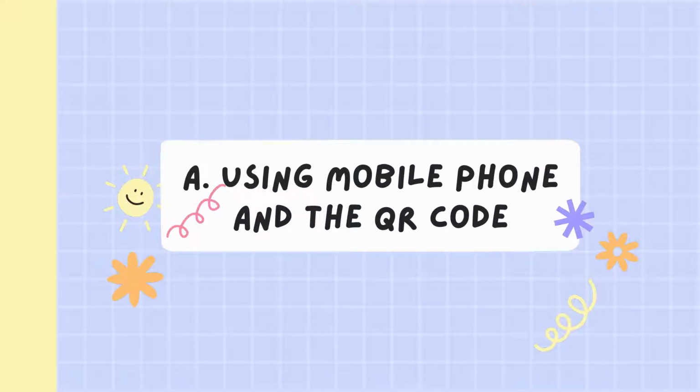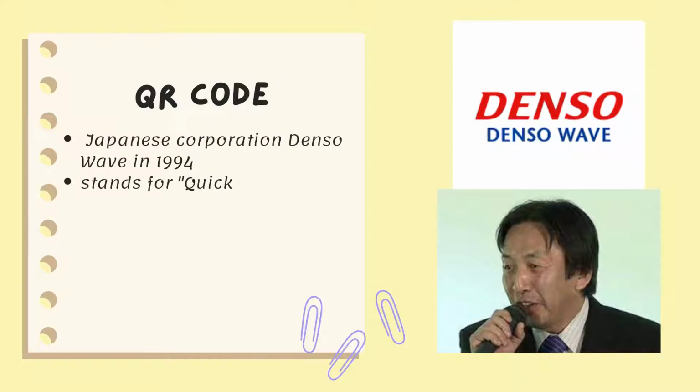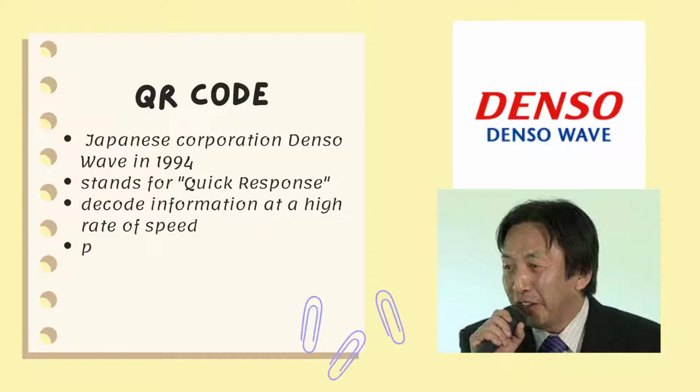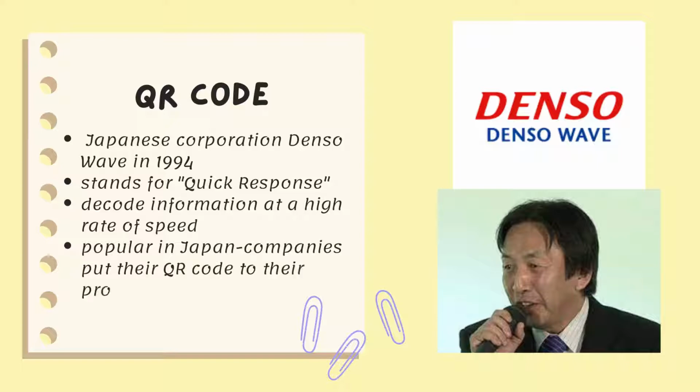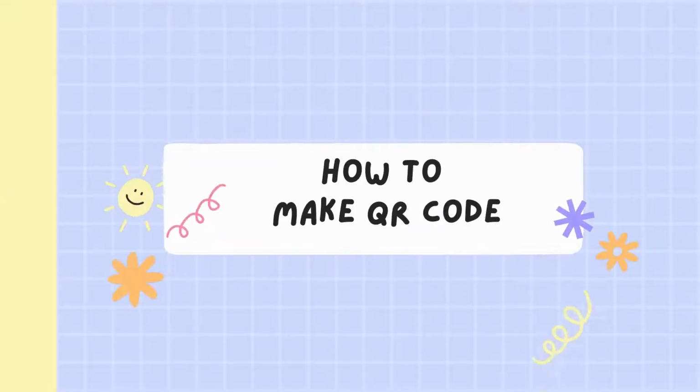First is using mobile phone and the QR code. QR stands for Quick Response. A QR code is a code that was developed by the Japanese corporation Denso in 1994. It allows a reader to decode information at a high rate of speed. So how to make a QR code?